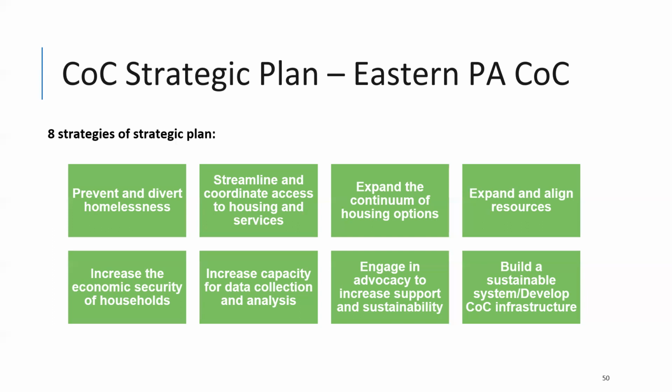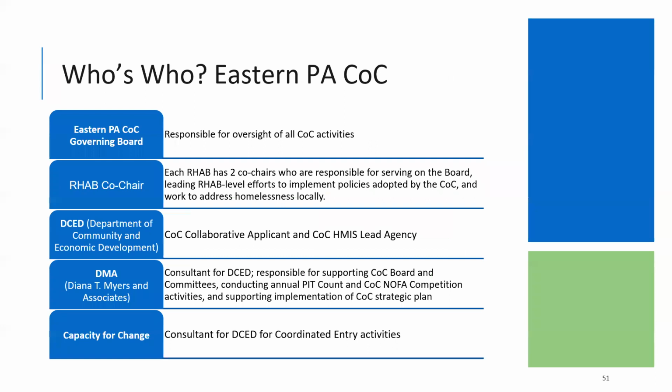Engaging in advocacy to increase support and sustainability. So working in a number of different advocacy ways, whether it's with other systems, to ensure that folks experiencing homelessness have access to the supports they need. And then building a sustainable system and developing the CoC infrastructure so the CoC can really work the most efficiently and effectively as possible. And last for this module, just want to run through who's who.